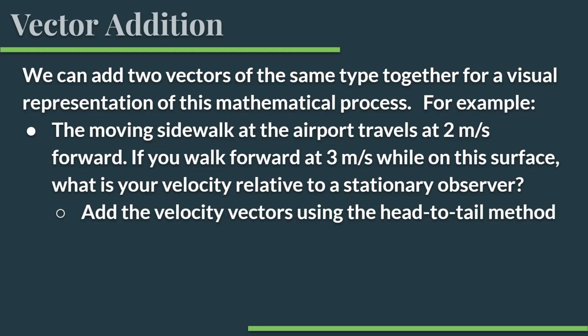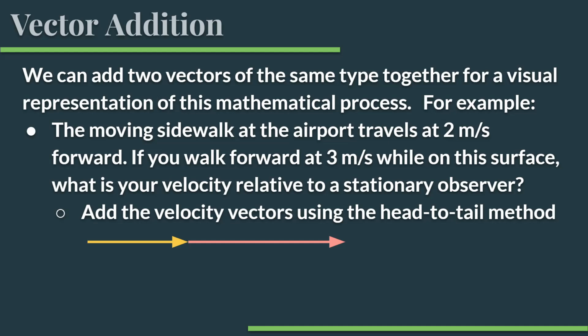Here's an example problem. It says, the moving sidewalk at the airport travels 2 meters per second forward. If you walk forward at 3 meters per second while you're on this surface, what is your velocity relative to a stationary observer? We did questions like this in the last unit because this is a relative velocity problem. But it's something you can also solve with vector addition. We can add our velocity vectors together using the head to tail method. My yellow vector that I just added to my screen represents the speed of the moving sidewalk, 2 meters per second. Forward, I'm going to go ahead and say it to the right is forward.